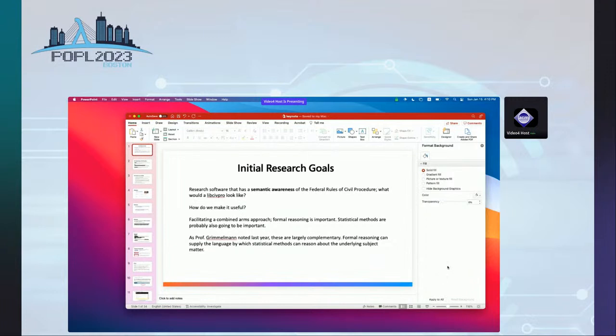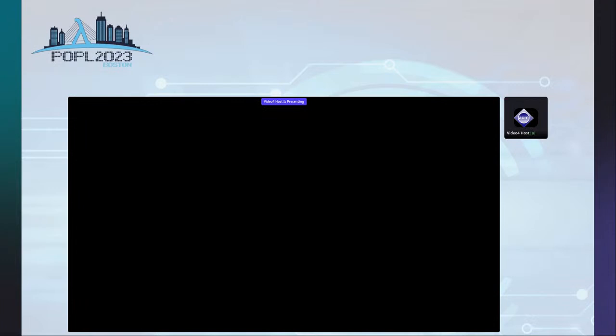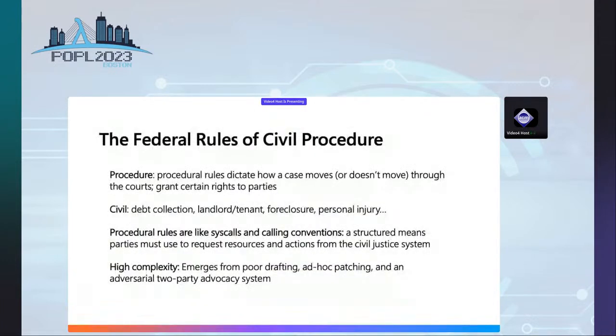Okay, so what is civil procedure? Since we have a bunch of computer scientists in the room, civil procedure is, well, I like to give a preview of what's coming. Procedural rules dictate the manner in which a case or controversy actually moves through the courts, or sometimes doesn't move through the courts. You have a whole set of what are called procedural due process rights that tell you what rights you have when you are before a court, if you ever find yourself there.